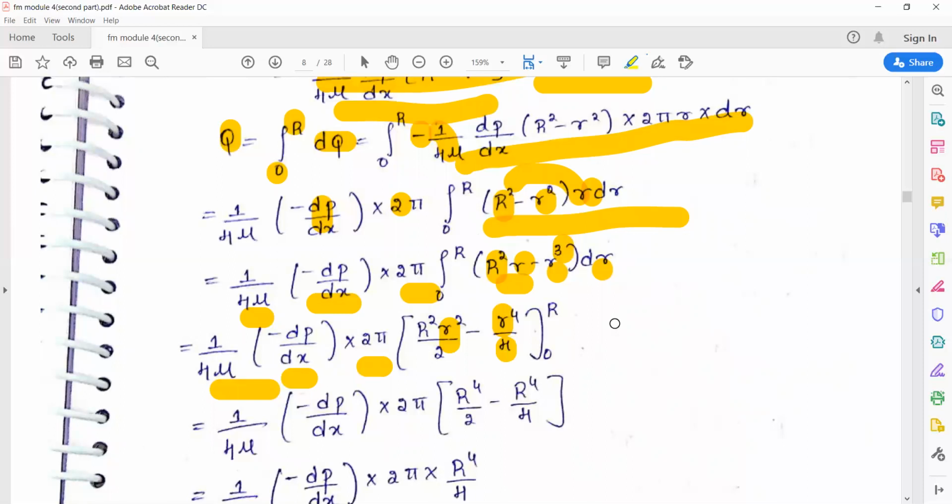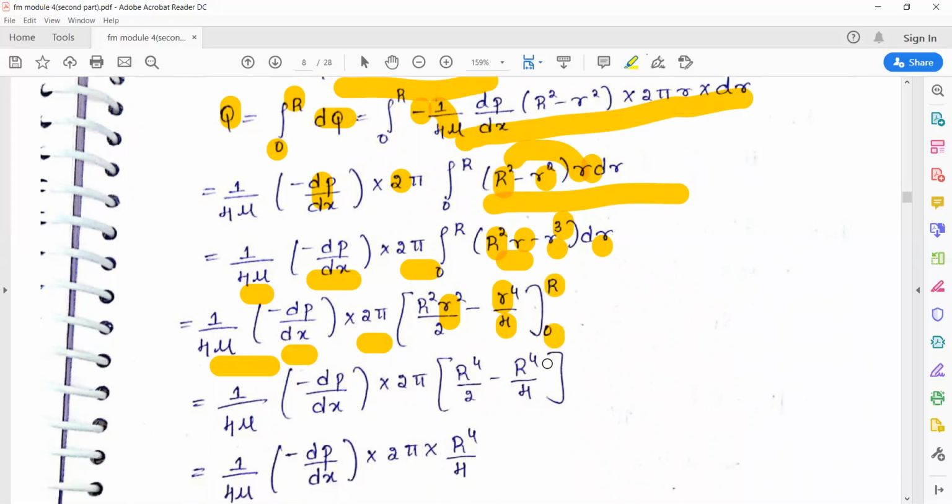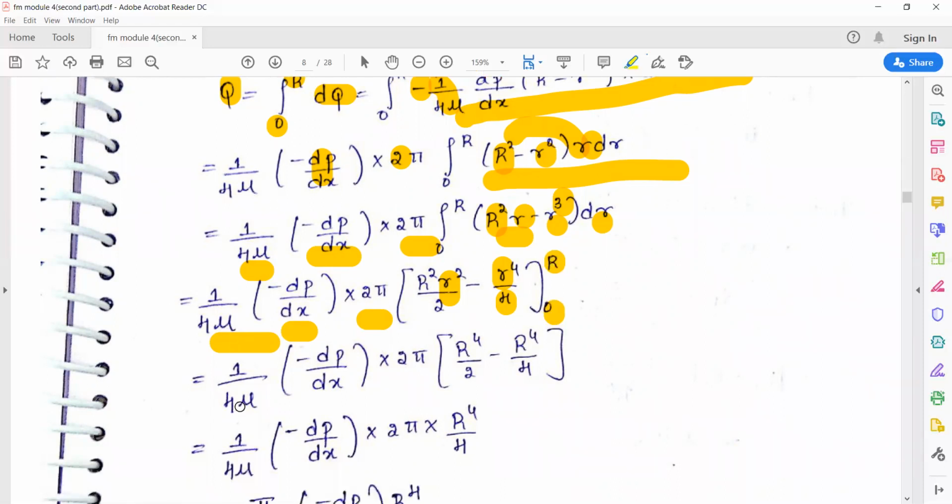So r to the power of 3 plus 1 divided by 3 plus 1. So r to the power of 4 divided by 4 within the limit 0 to r. In the next step, you can apply the limits. So that is 1 by 4 mu into minus dp by dx into 2 pi into r square. If you apply the limit, again r square into r square becomes r to the power of 4 by 2 minus small r to the power of 4. If you apply the limit, it becomes capital R to the power of 4 by 4.